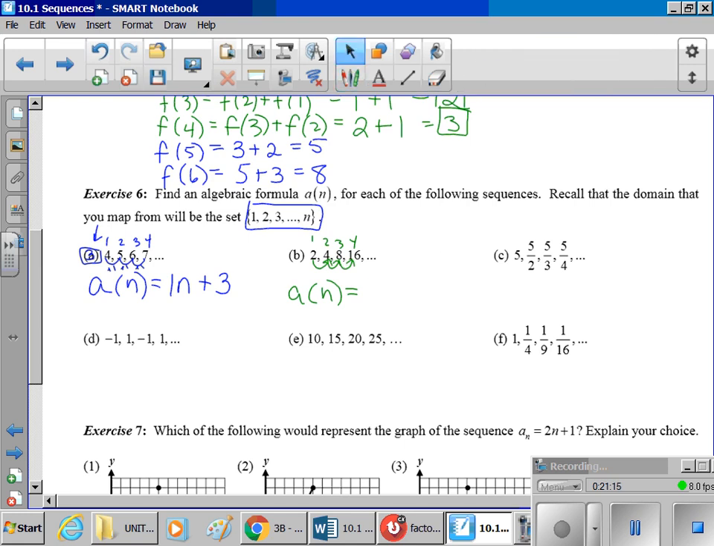So I started thinking to myself, all right, 2 to the first power is 2. 2 to the second power is 4. 2 to the third power is 8. Then I finally got the answer.